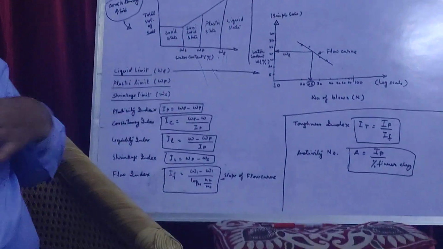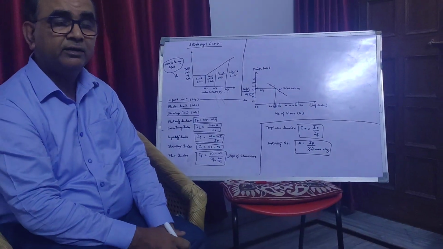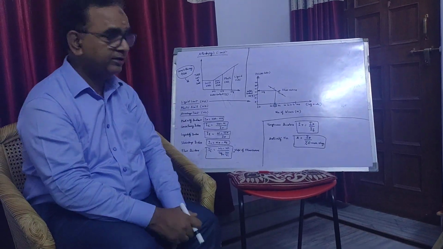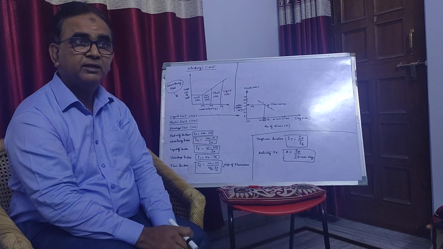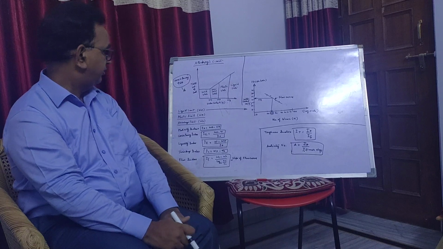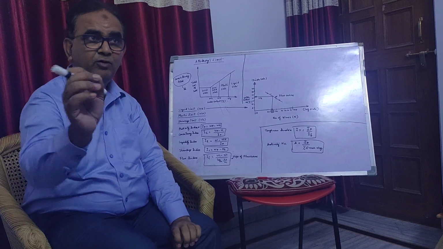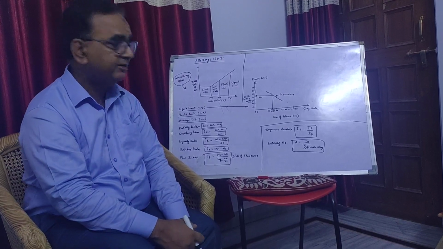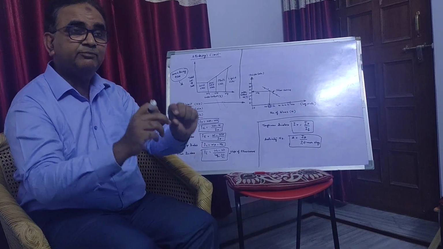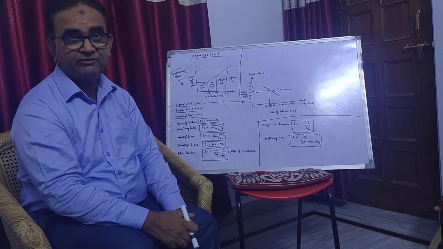Now the plastic limit is the limit at which, if we make a thread of a soil sample at a certain thickness, which is 2.5 millimeter, the soil just starts to crumble at 3 millimeter, not 2.5, at 3 millimeter. The moisture content at which the soil just starts crumbling, that moisture content is known as the plastic limit.